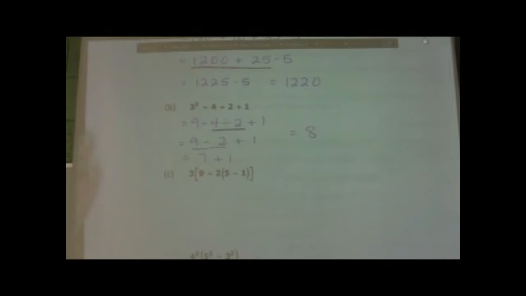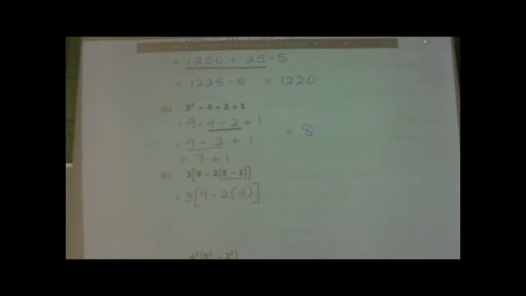All right, next one. I've got multiple groupings. What we want to do is work from the inside out. So the first thing we're going to do is go right here to the innermost grouping. And I've got 5 minus 1. That's going to give me 4. So this equals, I'm going to leave everything here, 3 times 9 minus 2 times 4, bracket.